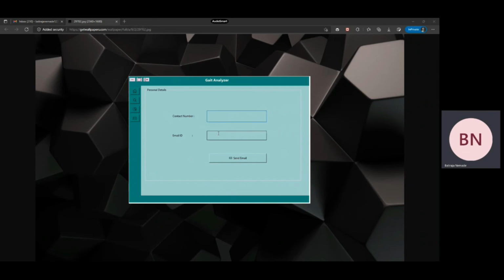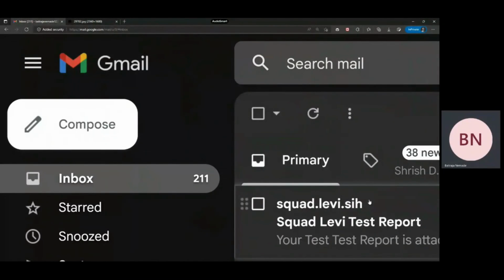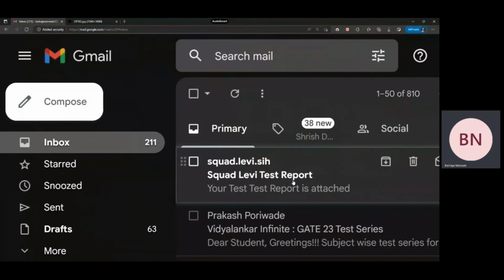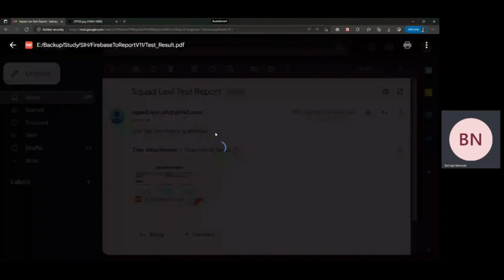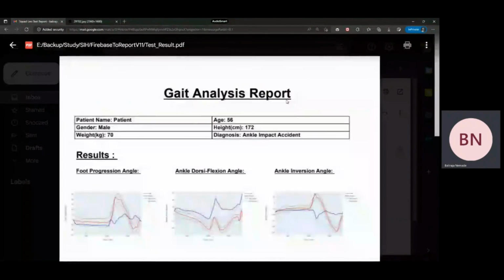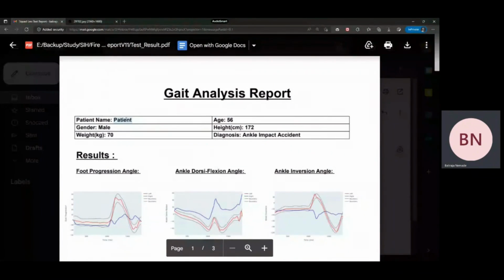This report can be sent to the patient through mail or contact number if it is linked to any media. So for testing purposes, I will send it to myself. We'll click on send email and it will send the email to my inbox. Yeah. And it has the report attached to it. So let's open the report and see how it is. The details that we have mentioned are here and the graphs are incorporated here.